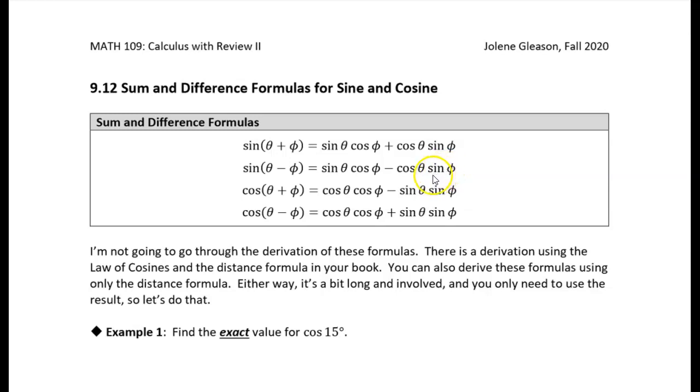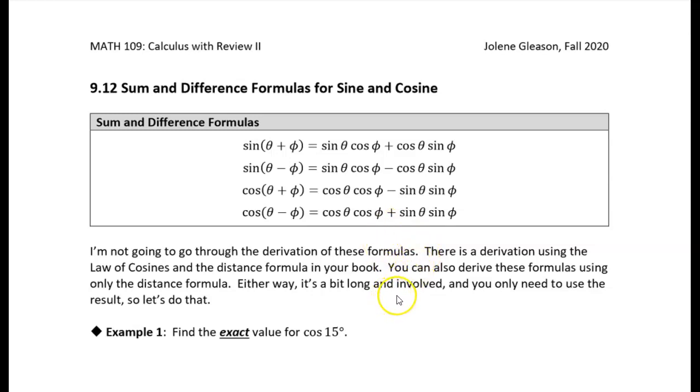All right, in this lecture, we're going to talk about the sum and difference formulas for sine and cosine. Now, I'm not going to go through the derivation of these formulas. There's a derivation in your book. It's a little long and involved. It involves the law of cosines and the distance formula, and you can take a look at it. It's interesting.